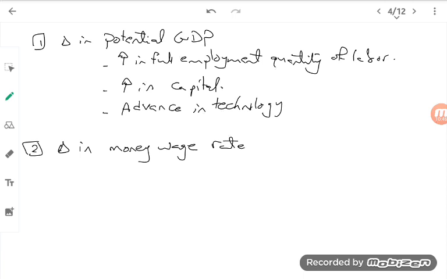Factor number one will affect the long-run aggregate supply and short-run aggregate supply curve, while factor number two will affect the short-run aggregate supply curve only. As in case of the long-run aggregate supply curve, the economy is at full employment level, so change in wages is not going to affect the employment in the economy.